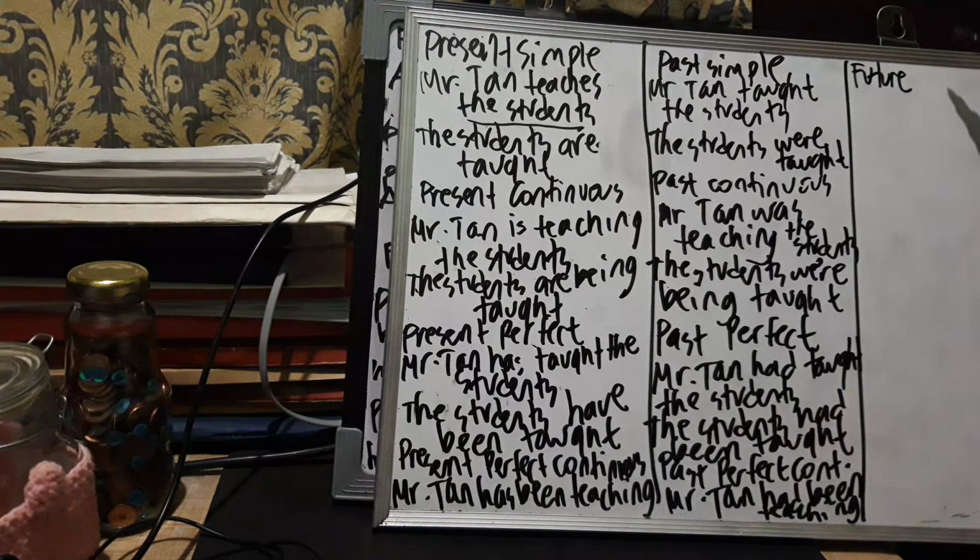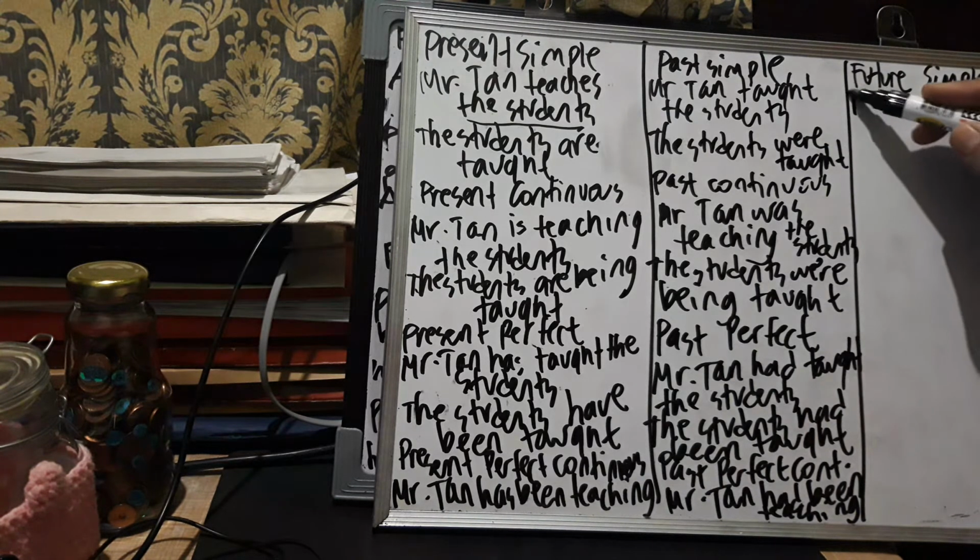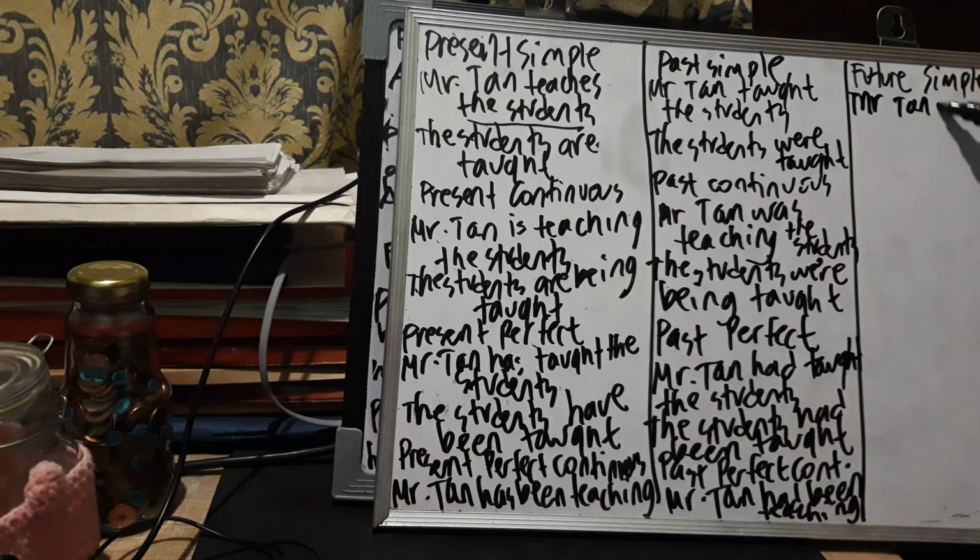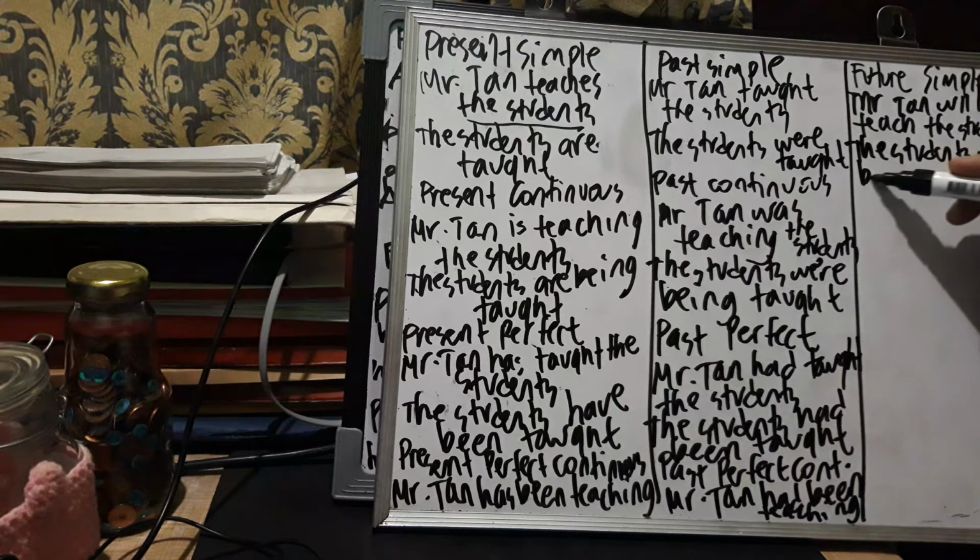Okay, guys, let's go to future simple. So future simple, the active form is will plus base form. So you can say Mr. Tan will teach the students. Okay. How do we change that into passive? The students will be what? Taught. Okay, so again, future simple, will or shall plus the base form. The passive is will or shall plus be plus the past participle.